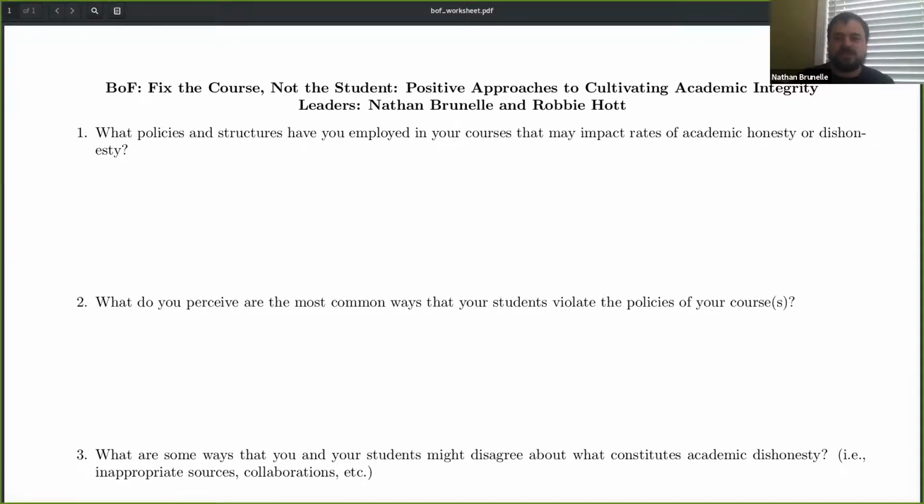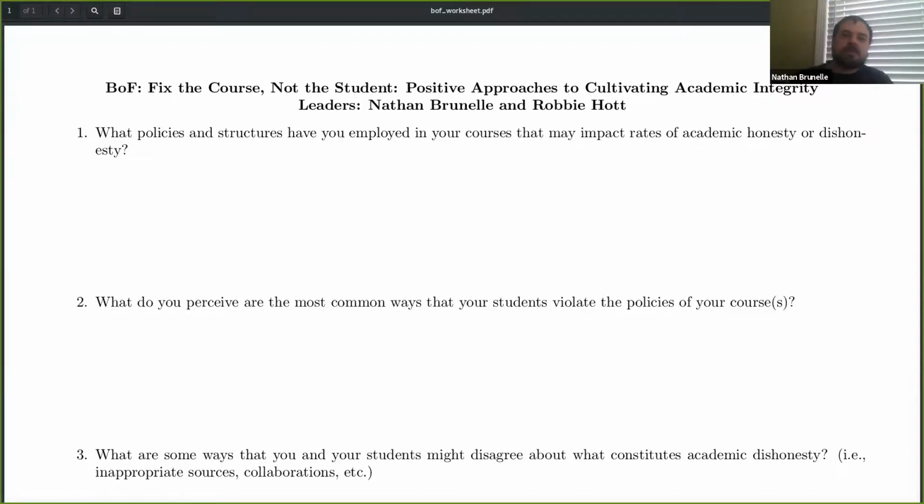So the first question that we have in this worksheet says, what policies and structures have you employed in your courses that may impact rates of academic honesty or dishonesty? So with this one, we're basically saying, what things have you done in your courses that might have some sort of impact about how much a student cheats or doesn't cheat?